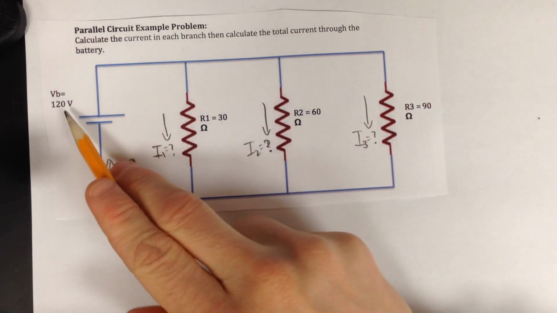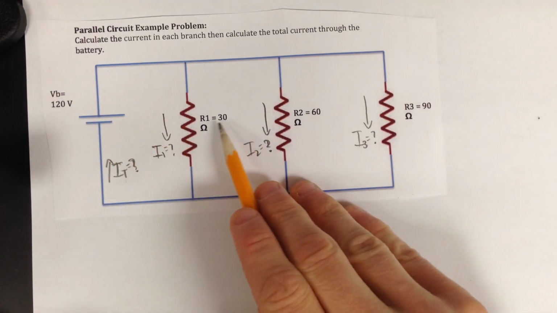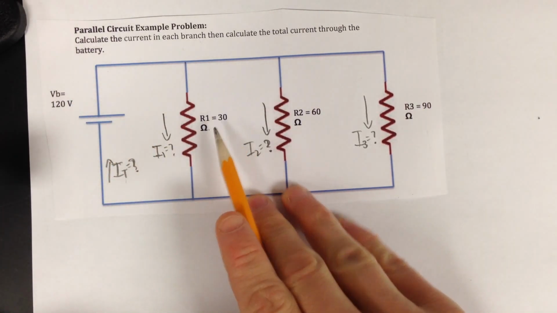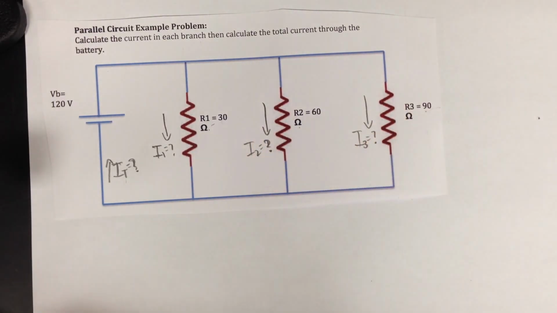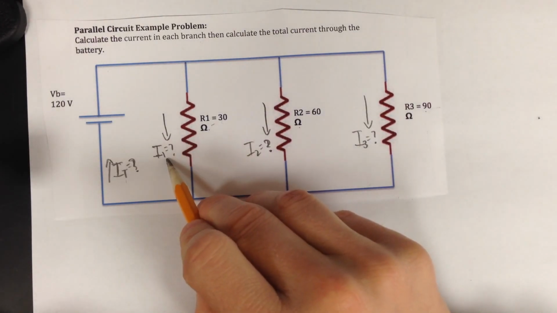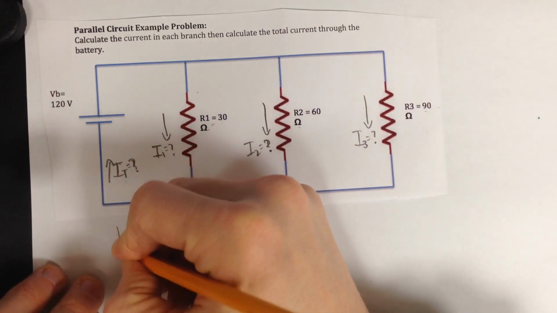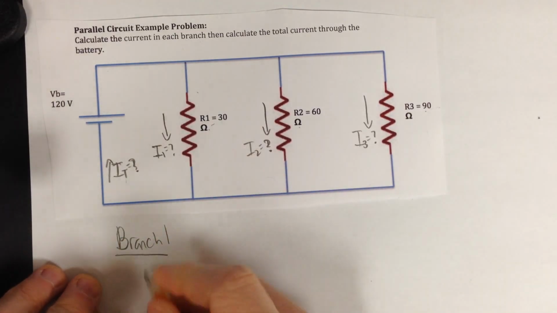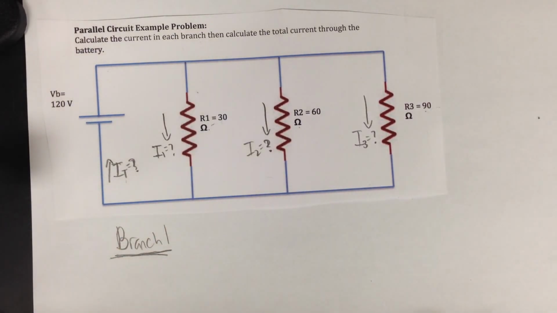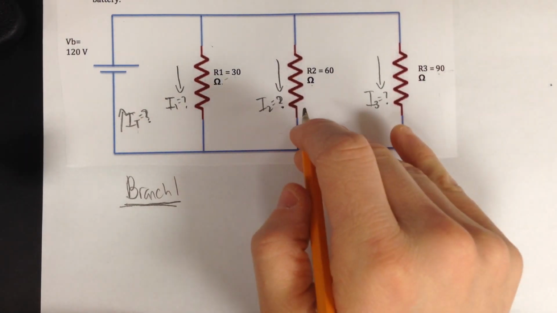Alright, so we have a 120 volt battery, which is one piece of information they give us. We know the resistance of each resistor. R1 is 30, R2 is 60, and R3 is 90. Alright, so let's start with I1. Let's find the current through the first branch. So I'm just going to label branch 1, and let's find I1 through that branch.